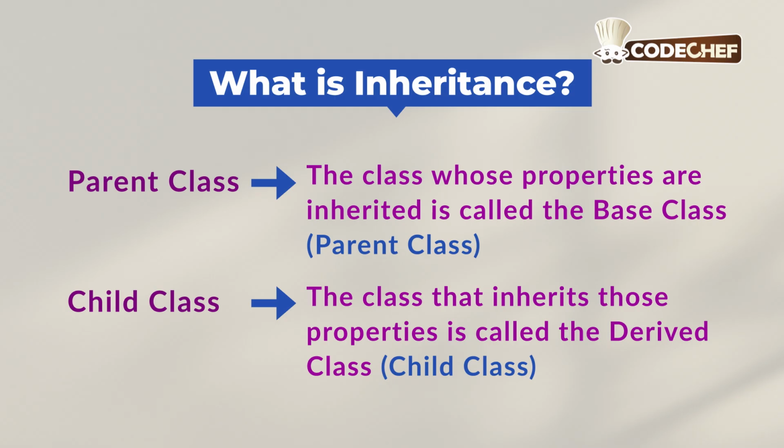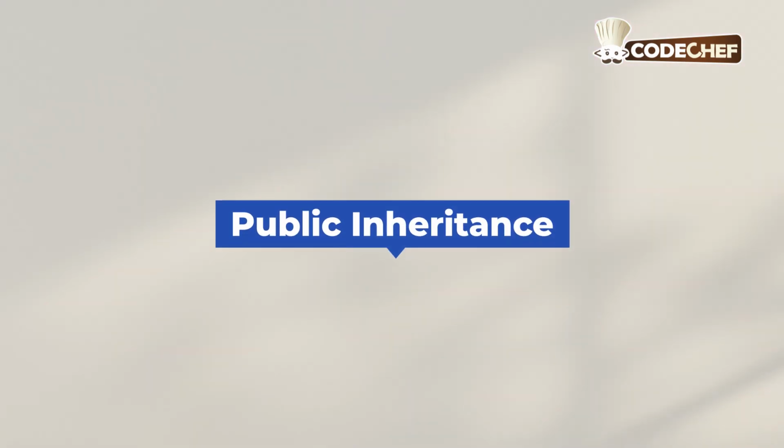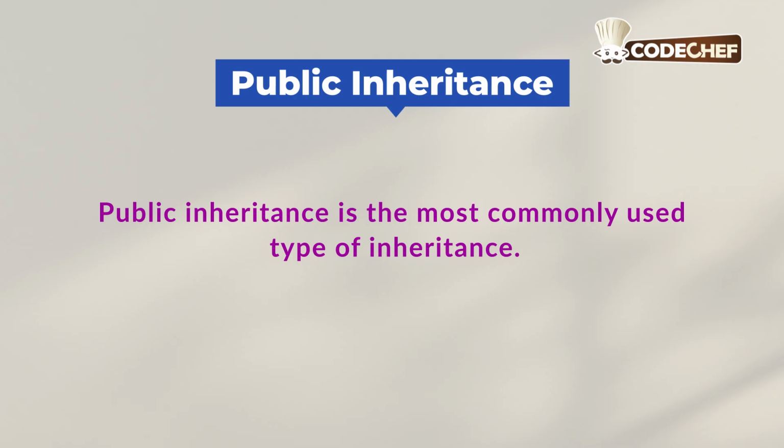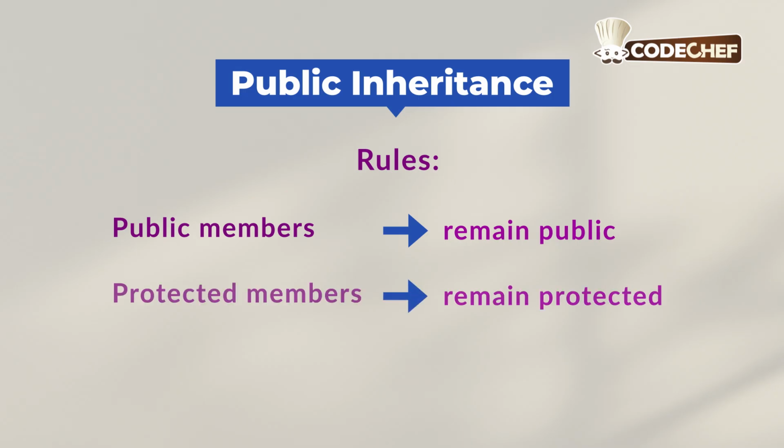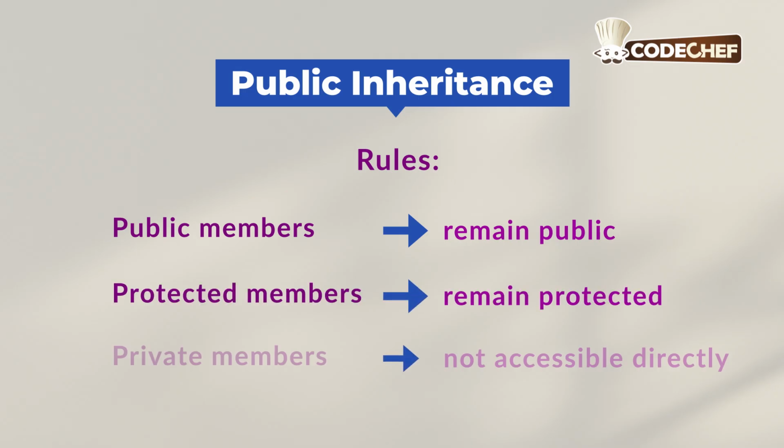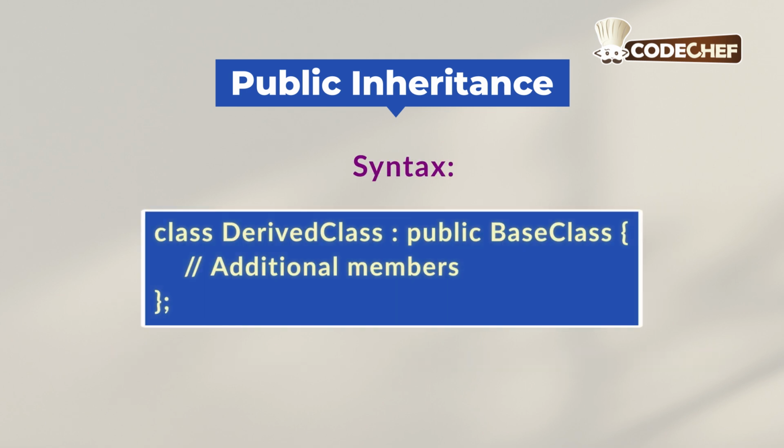So there are different types of inheritance. Let's start with public inheritance. Public inheritance is the most commonly used type of inheritance. It has certain rules: public members remain public, protected members remain protected, and private members are not accessible directly. Its syntax is class Derived : public Base { additional members of the derived class };. Now let us go to the CodeChef platform and see how to perform public inheritance in C++.